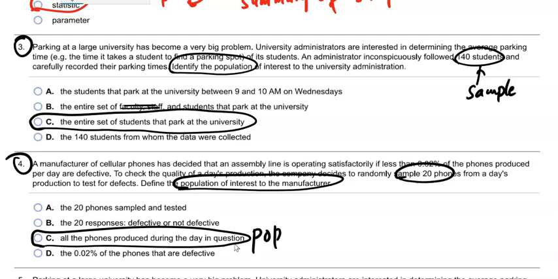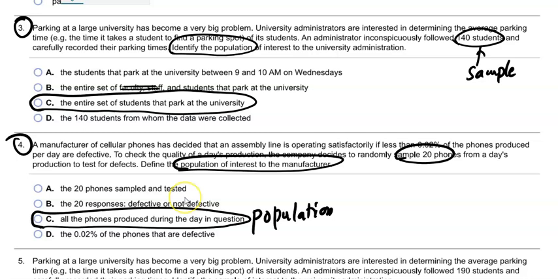If you look at the other options, they don't make sense, because 20 phones are not the population, that's the sample. The 20 responses, defective or not defective, are not the population. So this is the statistic. The 0.02% is not the population. This is just a statistic, a numerical summary of 20 phones. So the answer is C here.